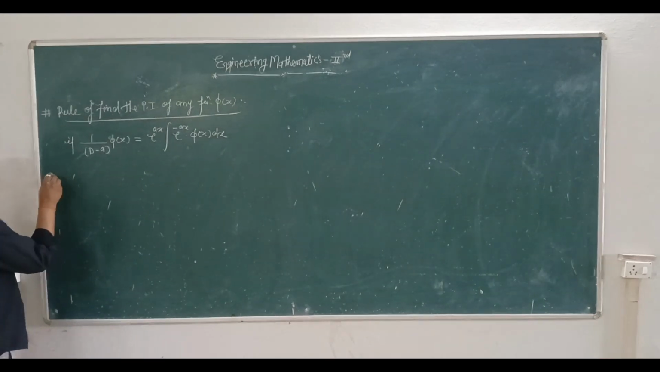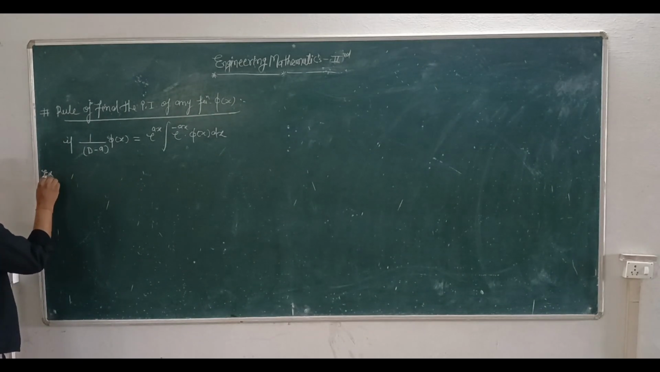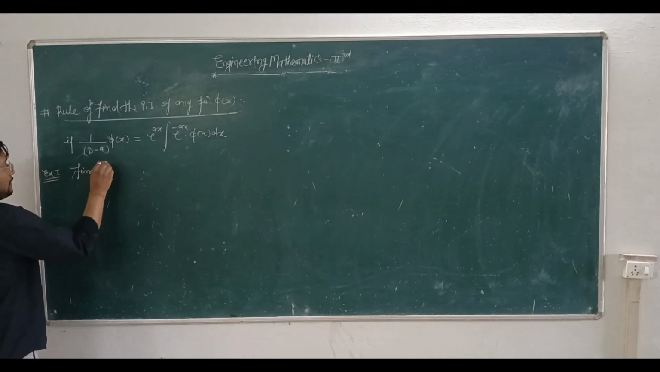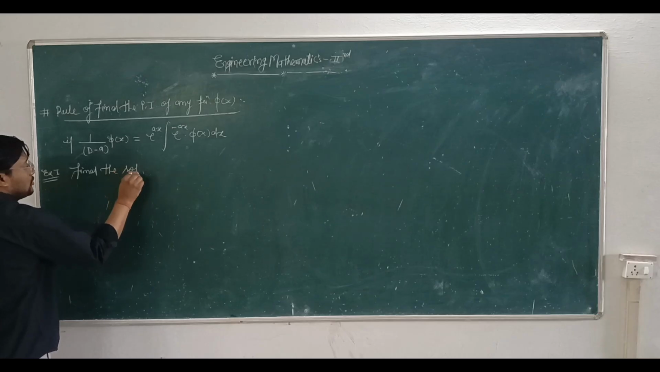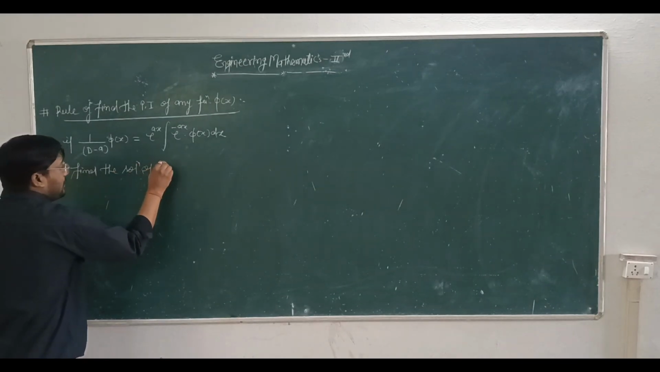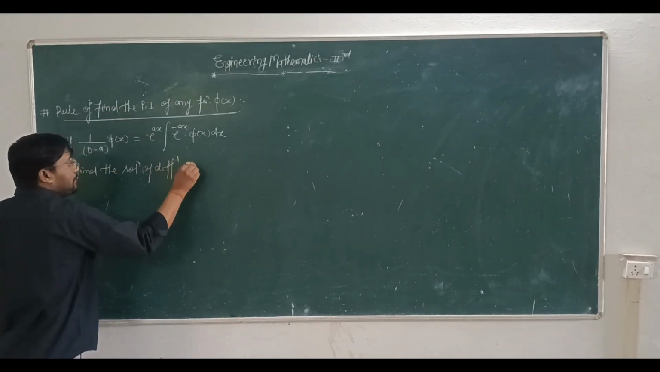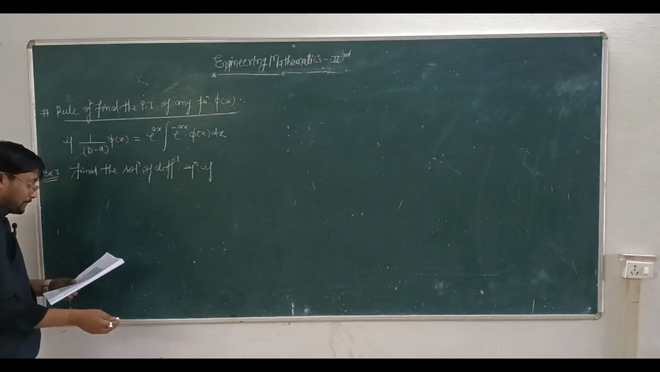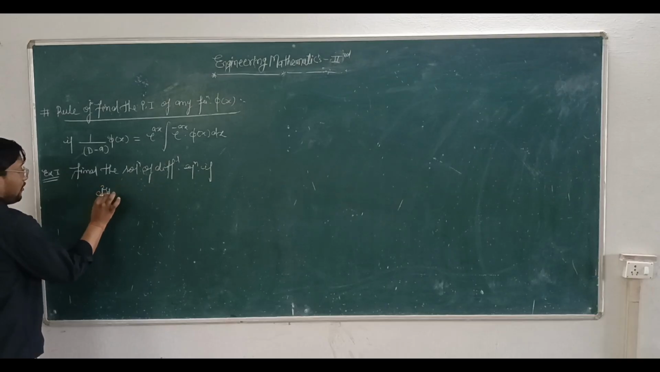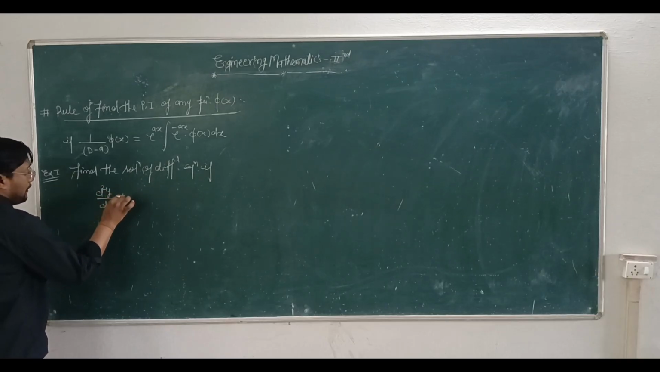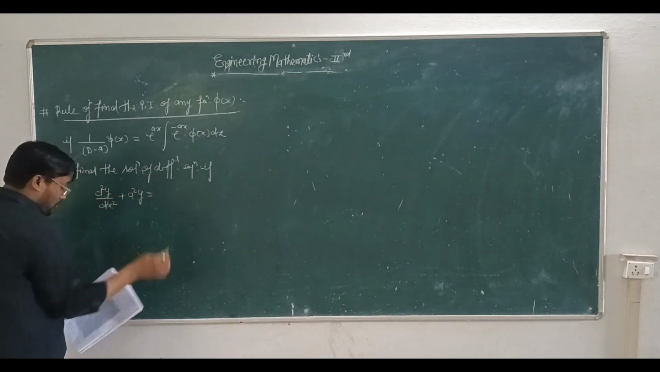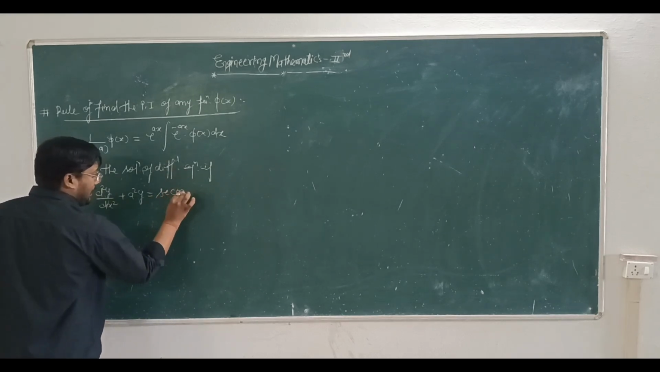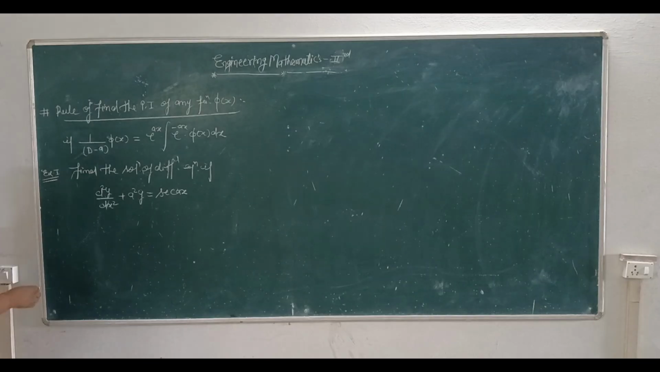Now the next example of this function, you can note down example number first. Find the solution of the differential equation, you can note down the numerical: d2y of dx2 plus a square y is equal to sec ax. This is your differential equation.